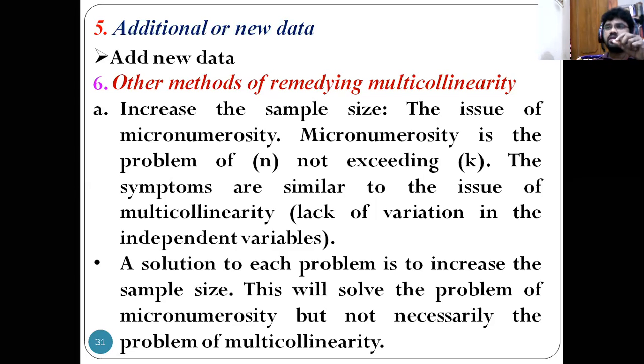In research, most people collect a short time period for the study, so they may get multicollinearity and autocorrelation problems. When you increase your time period or observations, you may not get such problems. This will solve the problem of micronumerosity, but not necessarily the problem of multicollinearity. When you increase the sample size, you may not get multicollinearity and autocorrelation.